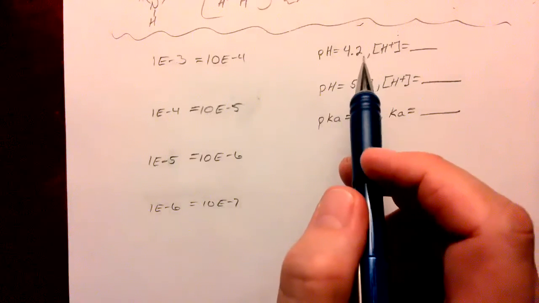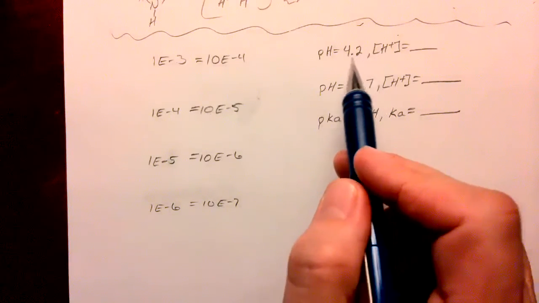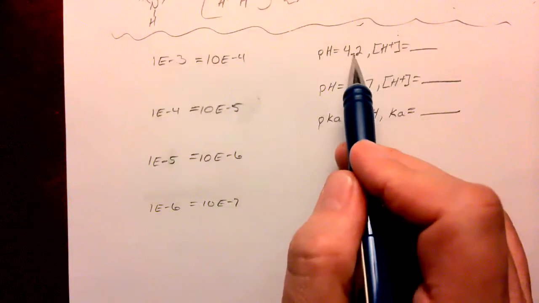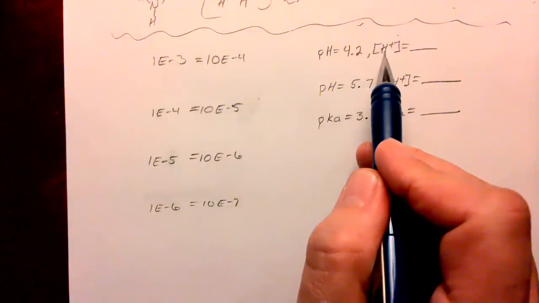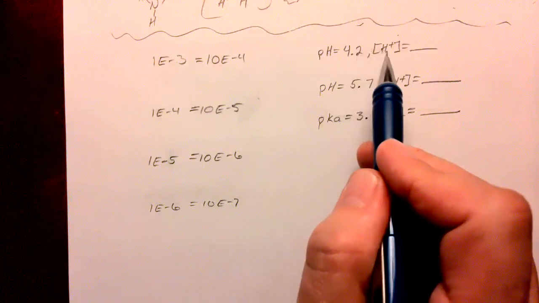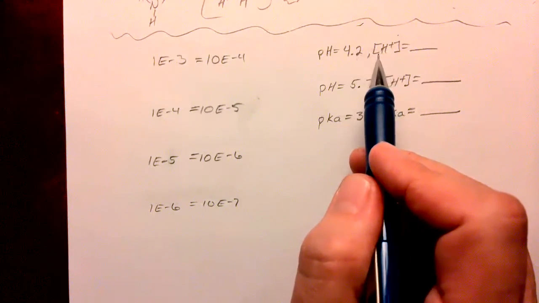But because of the negative on the log value that gave me pH, these move in opposite directions. If this gets bigger, this gets smaller. If this gets bigger, this gets smaller. This got a little bit bigger, so this gets a little bit smaller. And that does come up in the test.